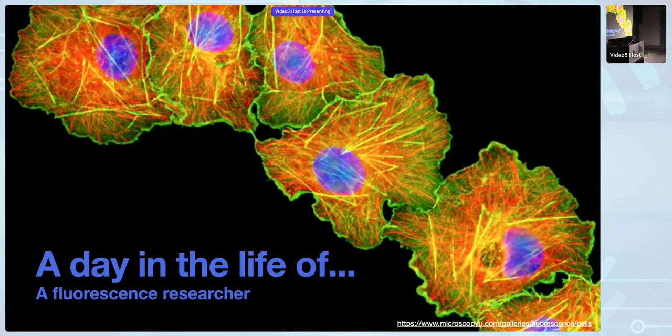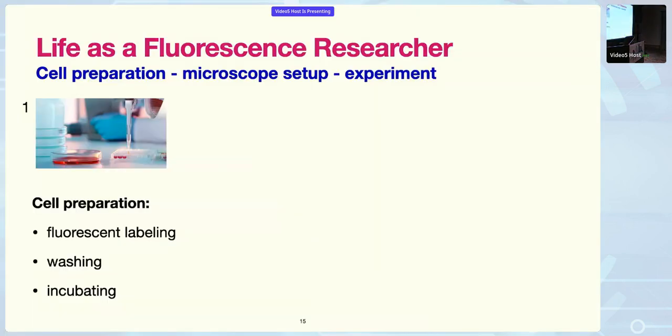Now, let me guide you to one day in the life of a fluorescence researcher. So a fluorescence researcher is usually trained as a biologist or a biochemist, but he or she also has to operate the microscopes. So we start the day with cell preparation. We have our cells, we have to label them. So we go to the lab, take our pipette, start labeling them, we wash them, and we wait for it to incubate. And actually this process may have to be repeated a few times, or it can also take multiple days. But when the cell preparation is ready, we start our microscope setup.